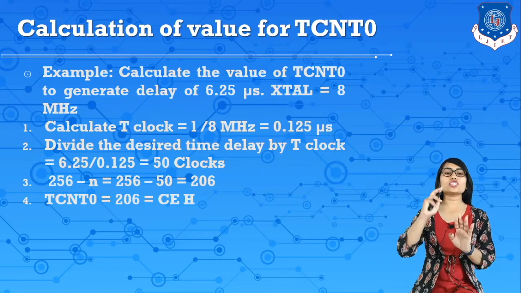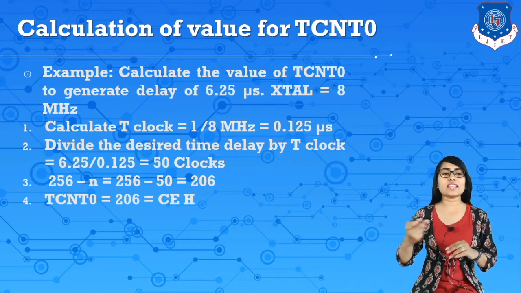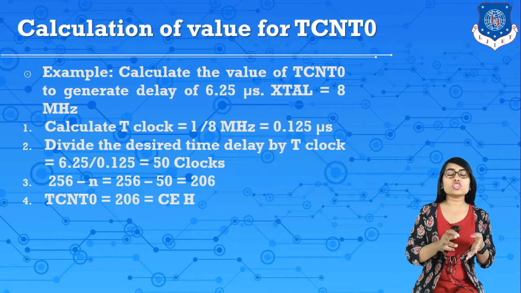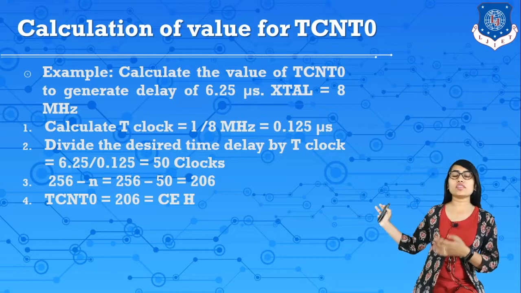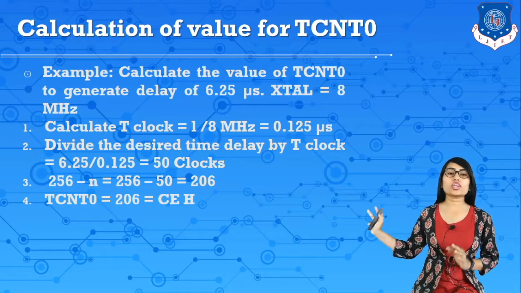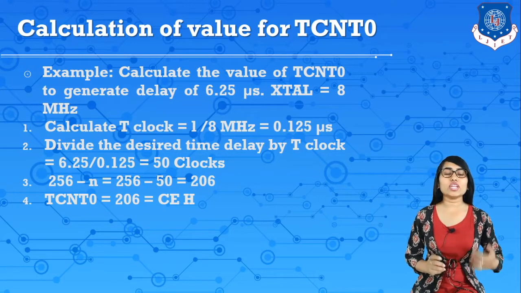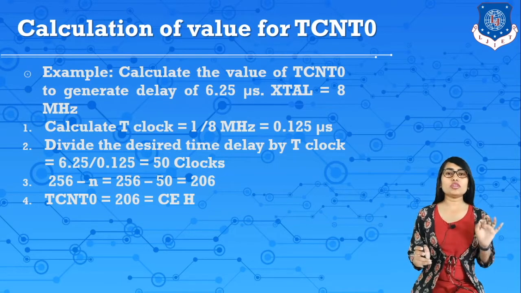So we load this 206 in TCNT0 in decimal format, or we can convert this 206 into hex format. Here we have a hex value CE. CE is our hex value. So this is how we can calculate the desired time delay by calculating values of TCNT0. So this is about TCNT0.